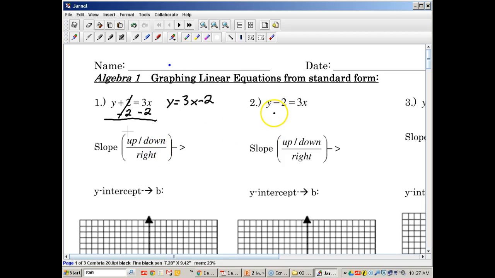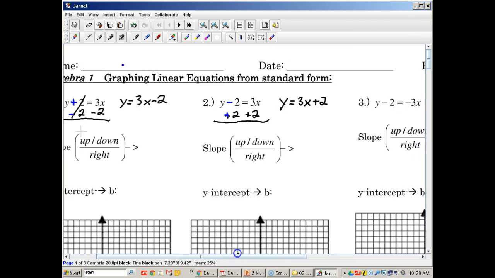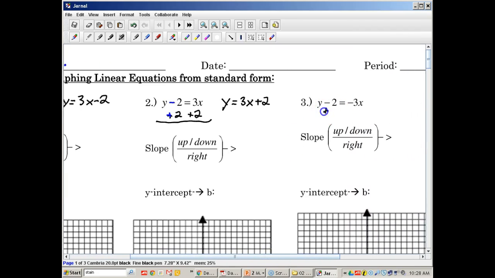Number 2, very similar. I'm going to go back and do the graphing in a moment. Just focus on the new part. This one is a minus 2, so I have to add 2. So just like before, when you're adding and subtracting, you need opposite signs. One's positive, one's negative. So we have y equals 3x plus 2, all right? And lastly, add 2 to both sides.